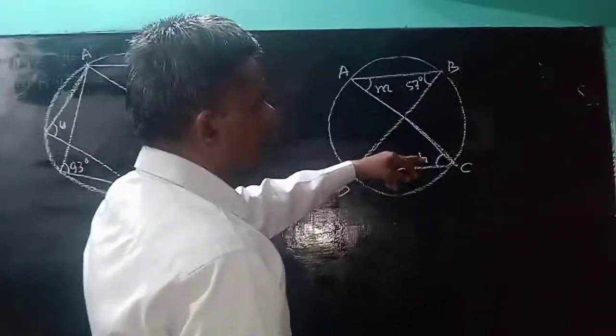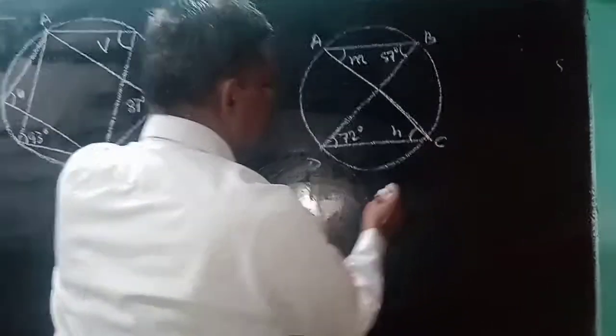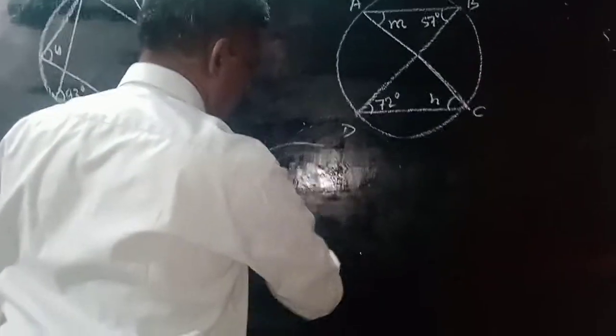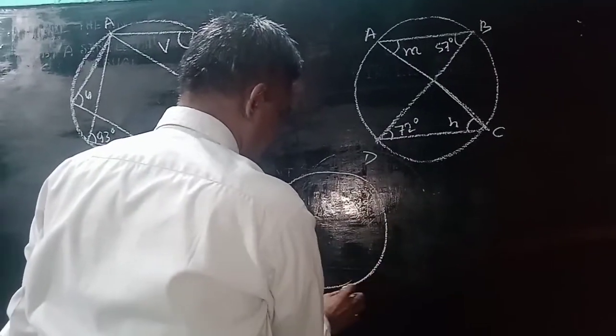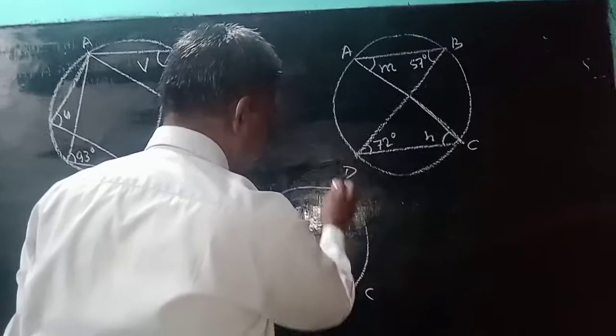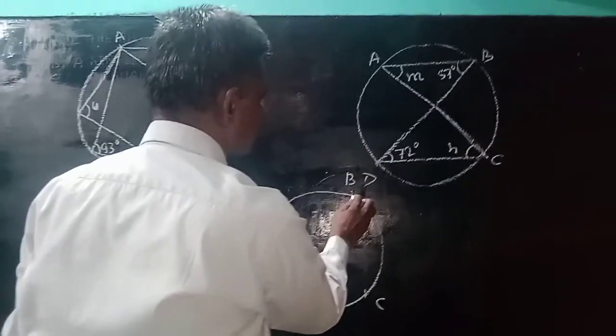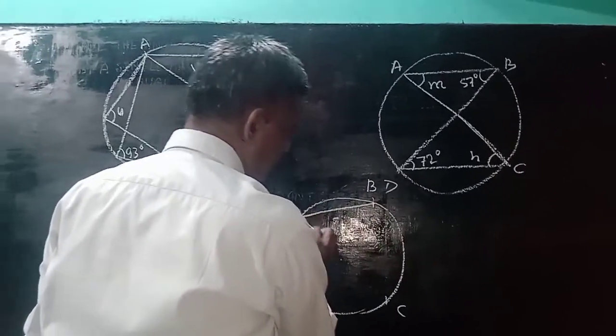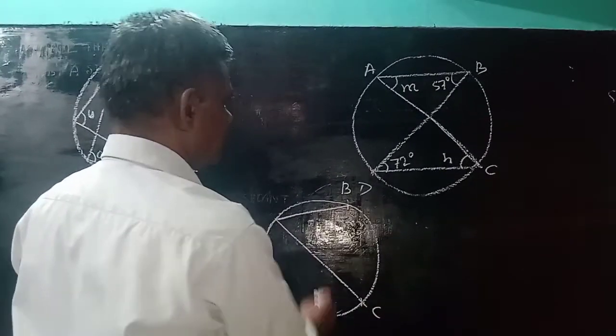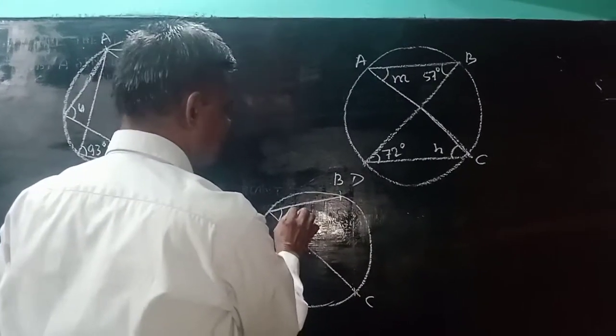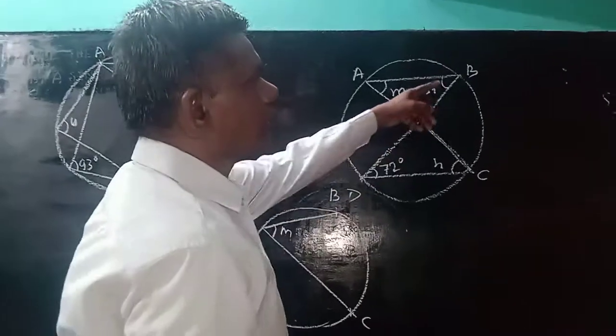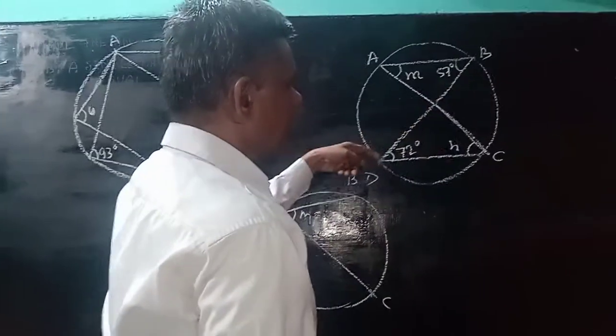This is angle M, subtended by the arc BC. This is arc B and C. This is arc BC. The angle subtended by this arc BC is angle BAC, so this angle is equal to M. Another angle, consider this arc BDC.